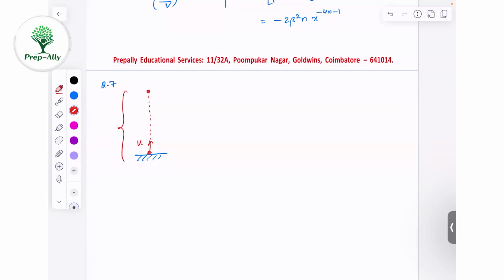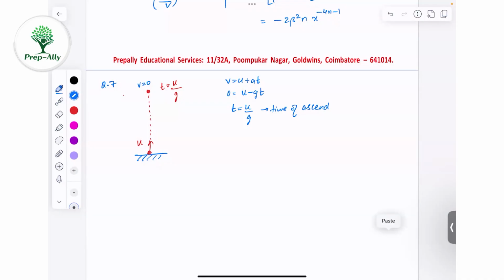And it reaches the maximum height in a time of t equal to u by g. How do we know that? We know v equal to u plus at, and at the highest point, the body comes to rest momentarily. So 0 is equal to u minus gt, so t is u by g. This t is the time of ascent. This is how much time the body takes to reach the maximum height.